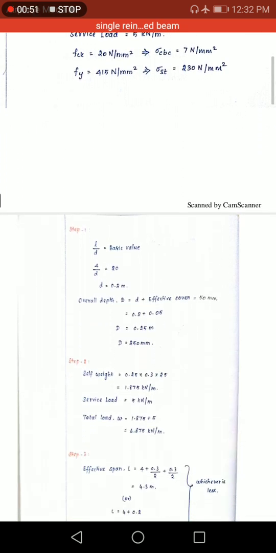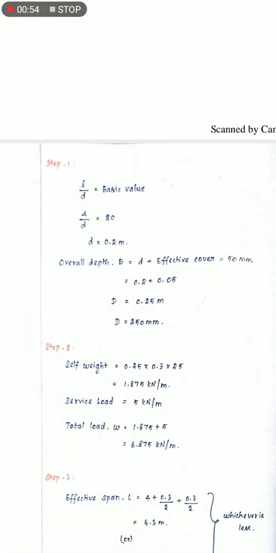The second step is to find the dimension of beam. We don't know the dimension, so this is the trial and error method. We find the depth of the beam from the deflection formula for simply supported condition as per IS 456. The basic L by D value equal to 20, where L is span of the beam and D equal to effective depth. From that we find the effective depth of the beam as 0.2 meter.